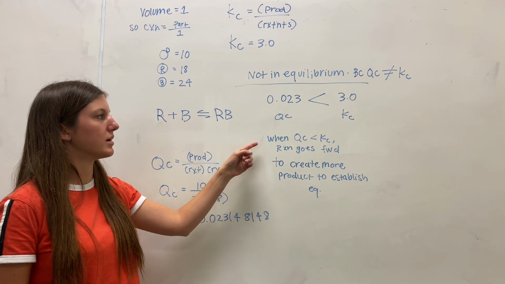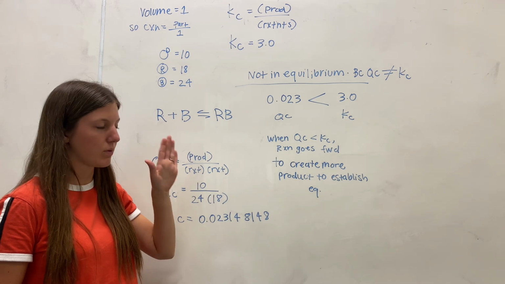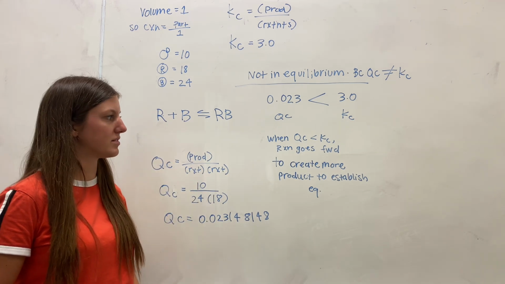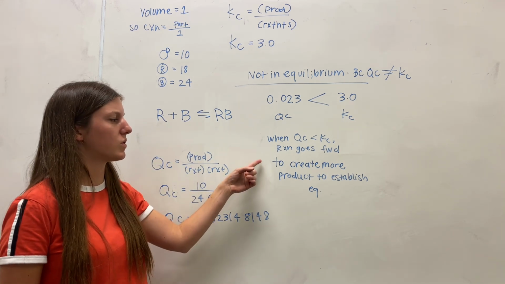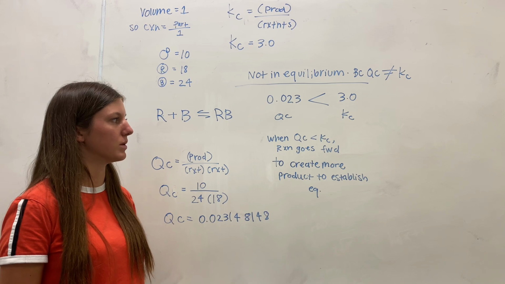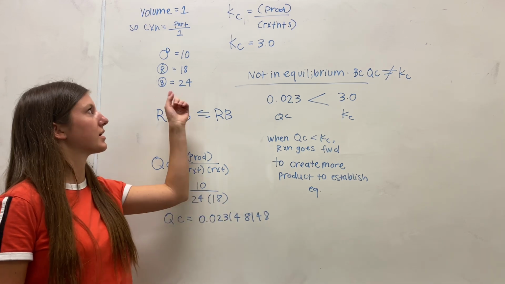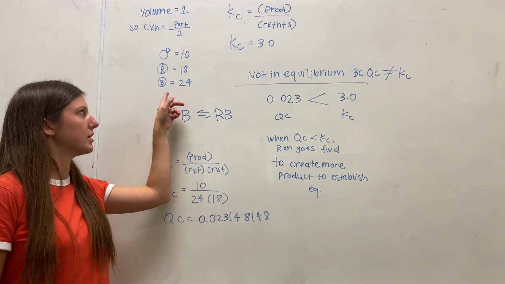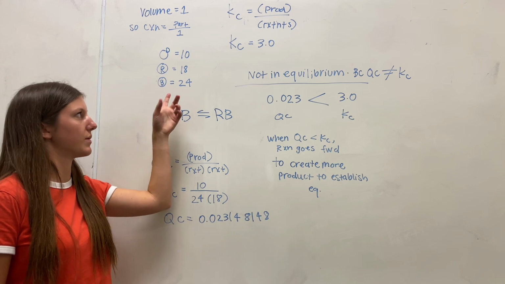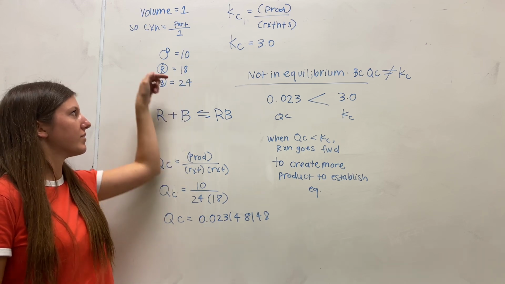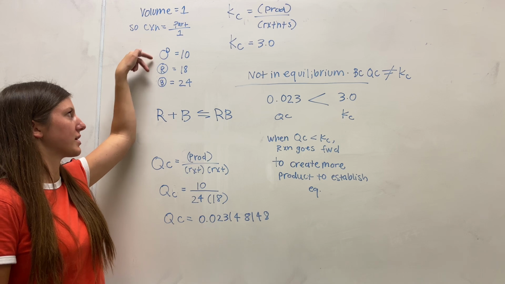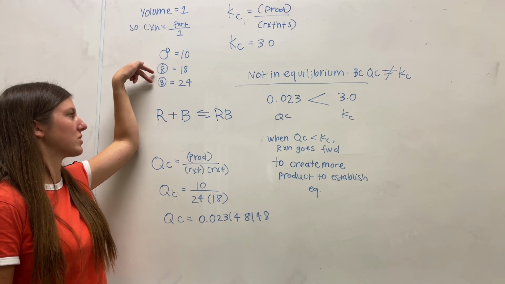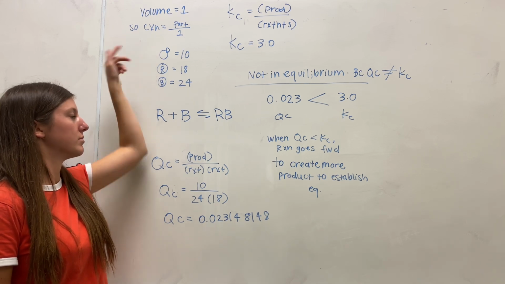And we know that when the reaction quotient is less than the equilibrium constant, the reaction goes forward to create more products to establish equilibrium. We can also know this by looking at our initial concentrations, or the concentrations that we have over here. We have a lot of the reactants and not many products, so we can see that the reactants are going to react to form more products.